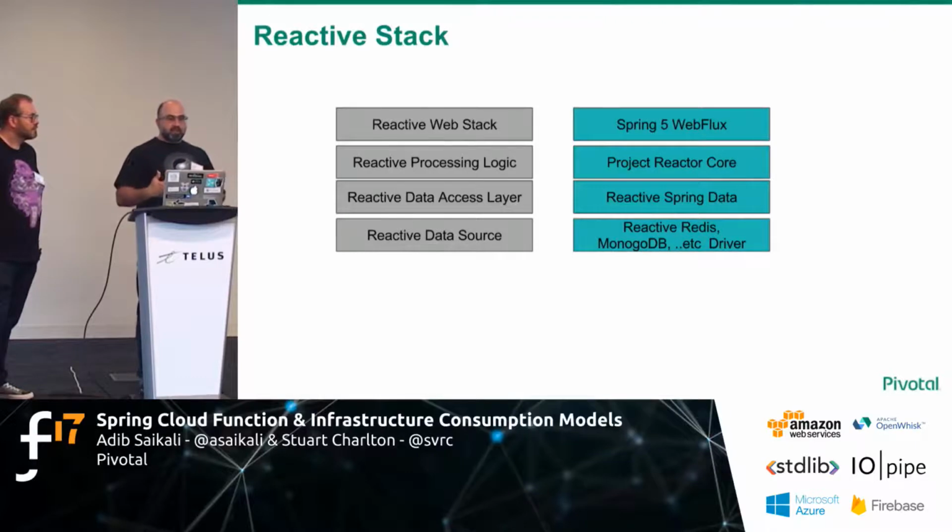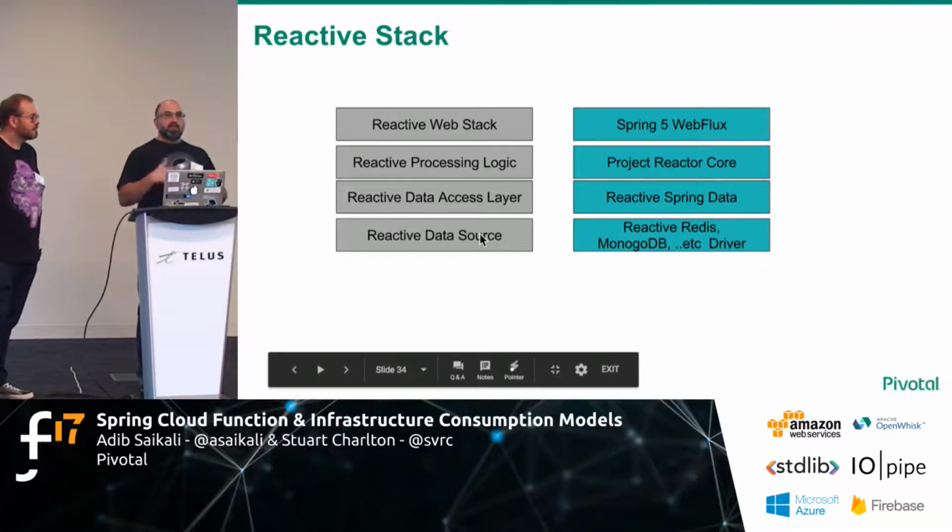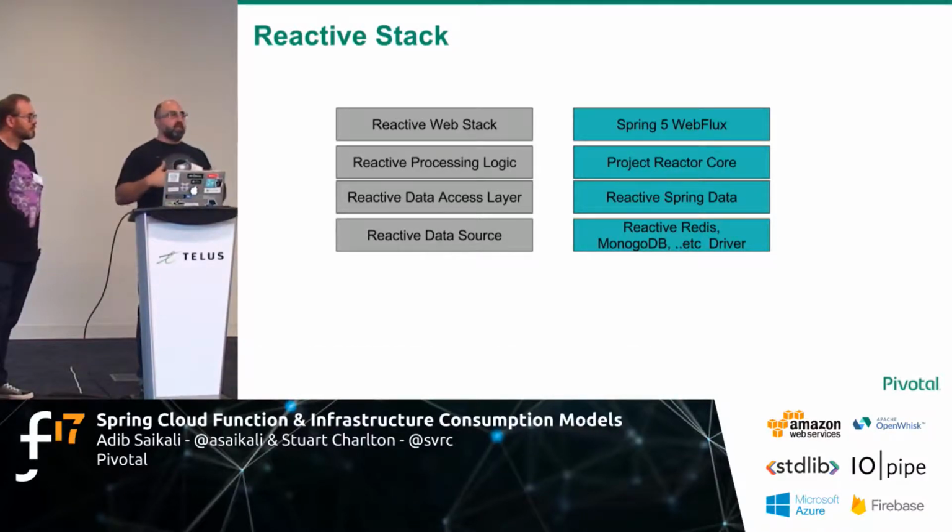Now, the thing about reactive is that it's a bit of a virus. You need a reactive data source at the bottom. So if you're using Redis or Mongo or Postgres or whatever, you need an actual reactive data source that understands the concept of reactive. Once you have that, you're going to need to write a reactive data access layer, and for that, we have reactive support in Spring Data. And then on top of that, I need to write actual processing logic that's reactive. You can use Project Reactor for that. And then you need a reactive web stack at the top, and that's what's coming out in Spring 5, which will be released in September, which is Spring 5 WebFlux.